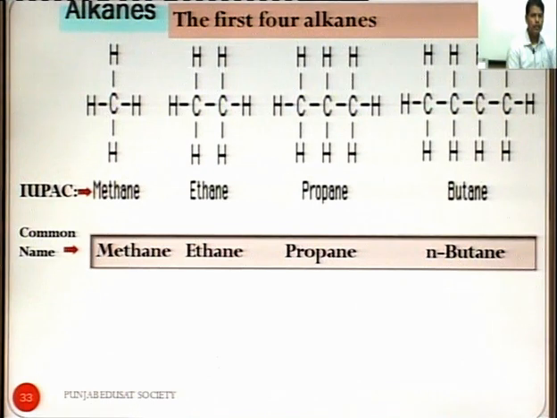Alkanes. The first 4 alkanes are: first is methane, the formula is CH4, then ethane, C2H6, and propane, C3H8, butane, C4H10. Common names are methane, ethane, propane and n-butane. You will see that there are only single bonds between carbons and the rest of the bonds are saturated with hydrogen.